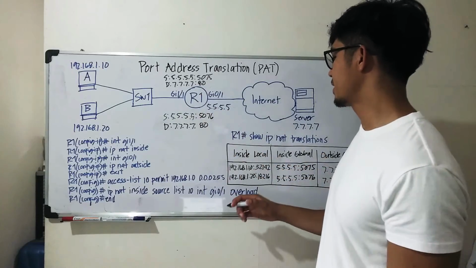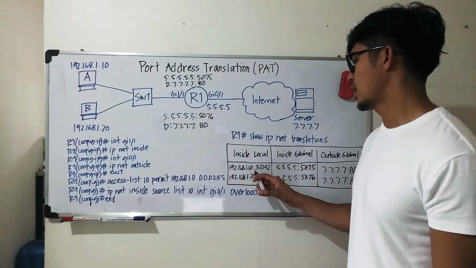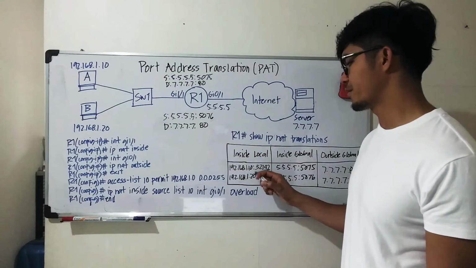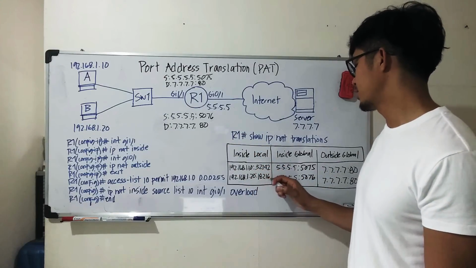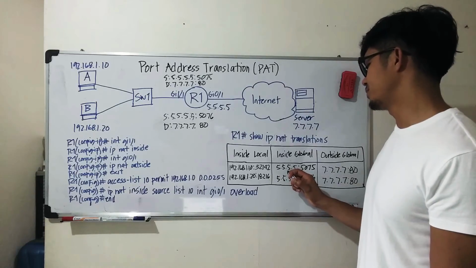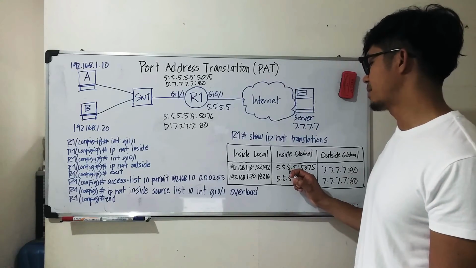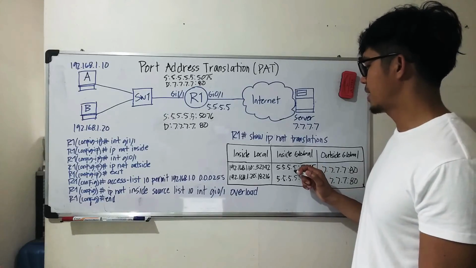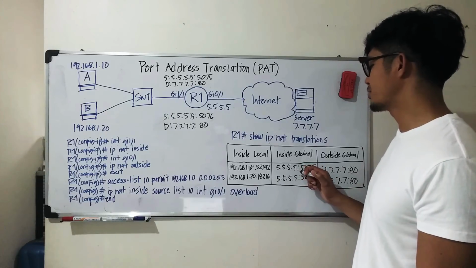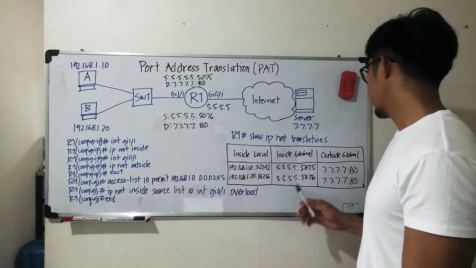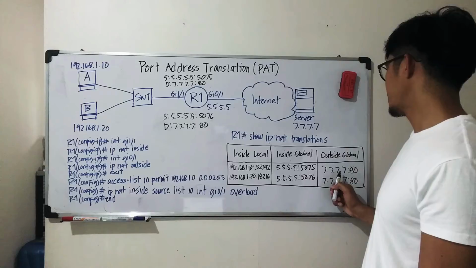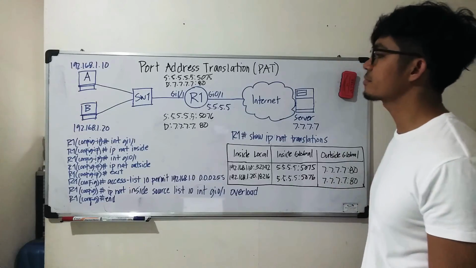And like I explained earlier, the clients will have their own port numbers, of course different port numbers, and we are using a single public IP, but that public IP will have different ports for each client, and the web server is going to use the same port.